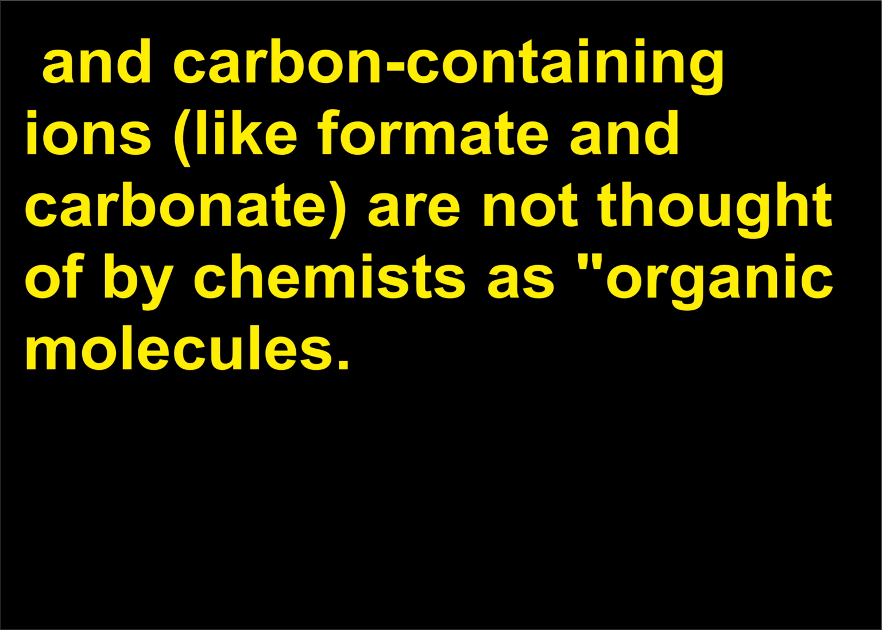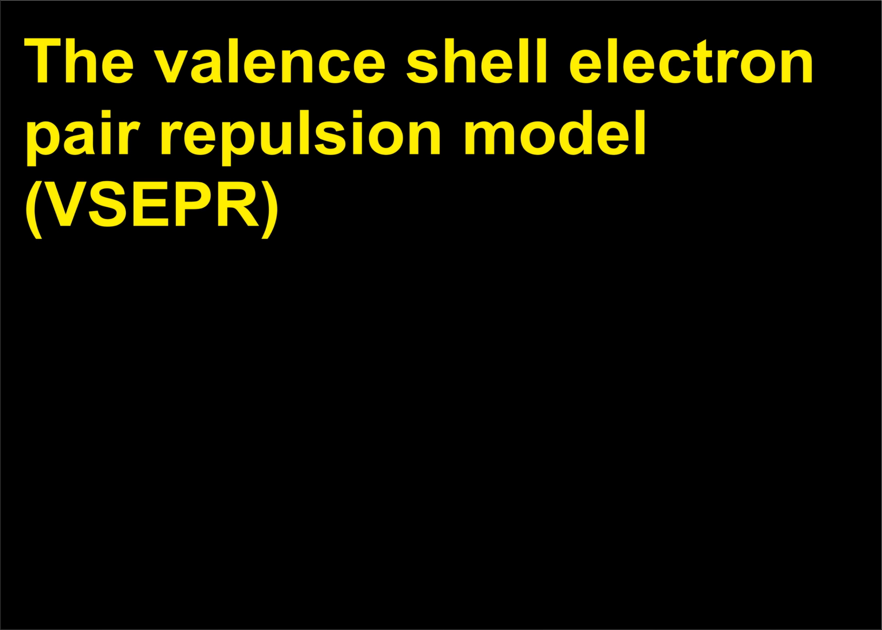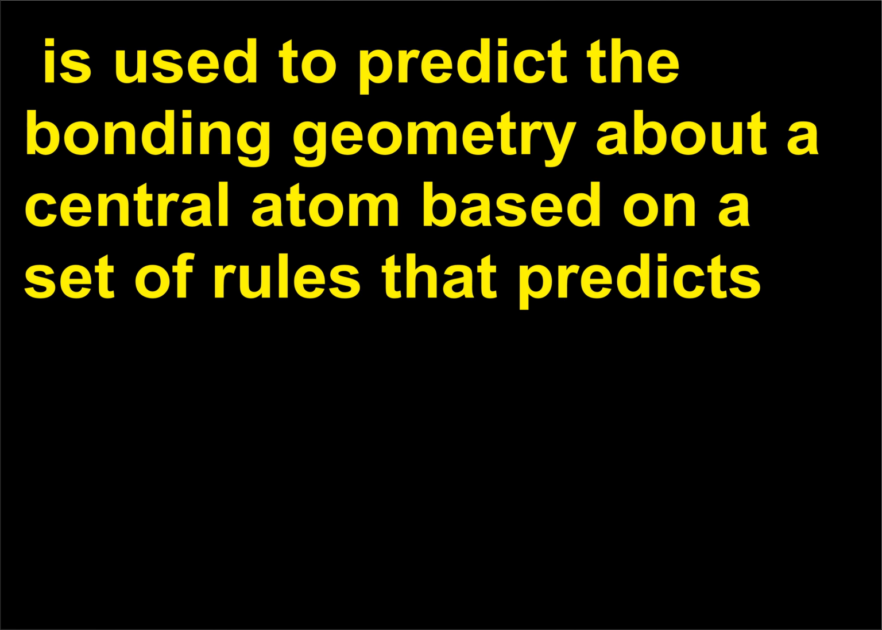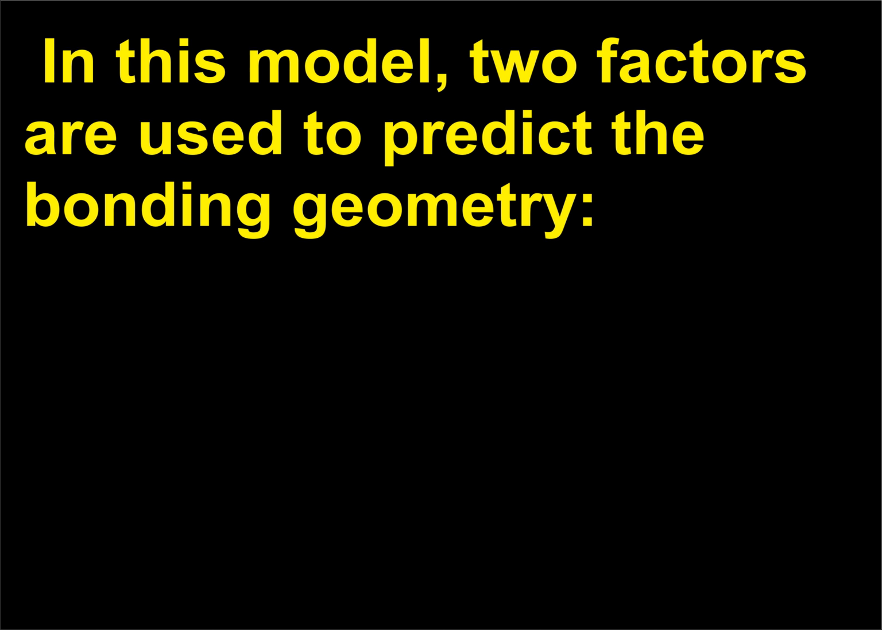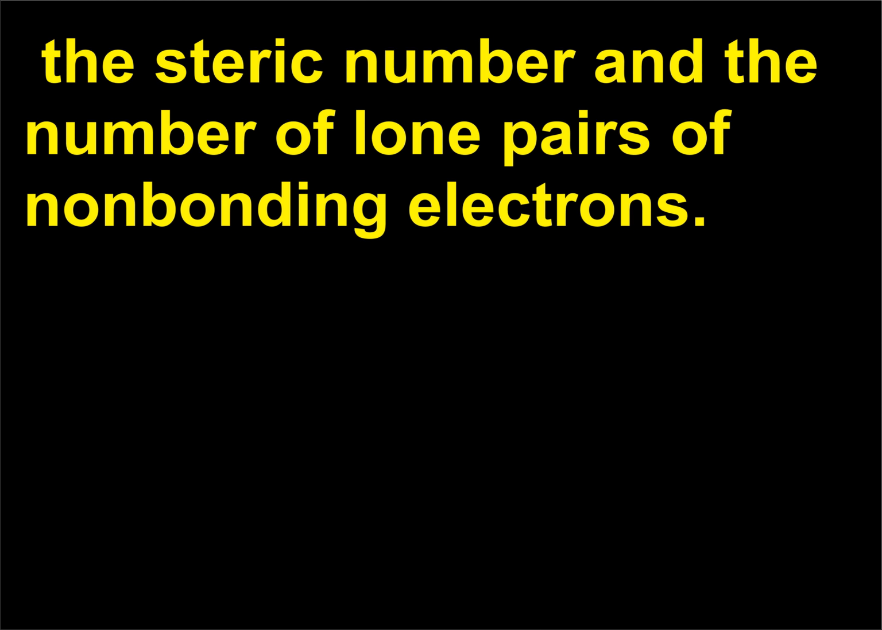What is the valence shell electron pair repulsion model? The valence shell electron pair repulsion model, VSEPR, is used to predict the bonding geometry about a central atom based on a set of rules that predicts the repulsive forces between the electrons in chemical bonds and in lone pairs. In this model, two factors are used to predict the bonding geometry: the steric number and the number of lone pairs of non-bonding electrons.